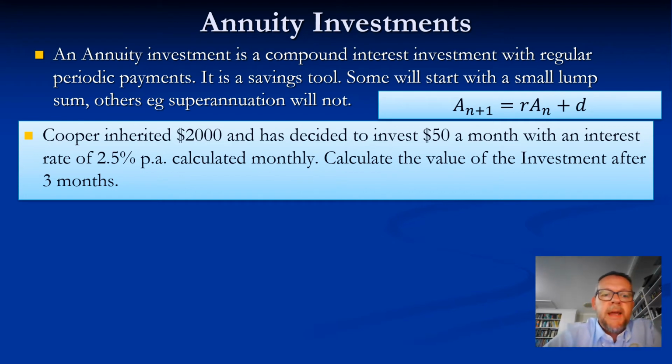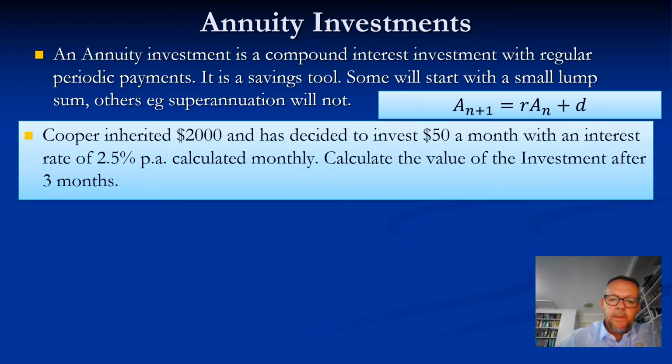Anyway, we've got Cooper today. He's inherited $2,000 and he's decided to invest $50 a month with an interest rate of 2.5%. Maybe he needs a new haircut. Calculate the value of the investment after 3 months.